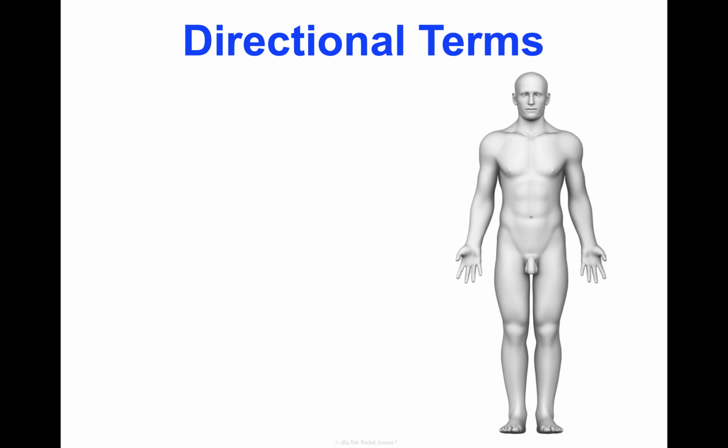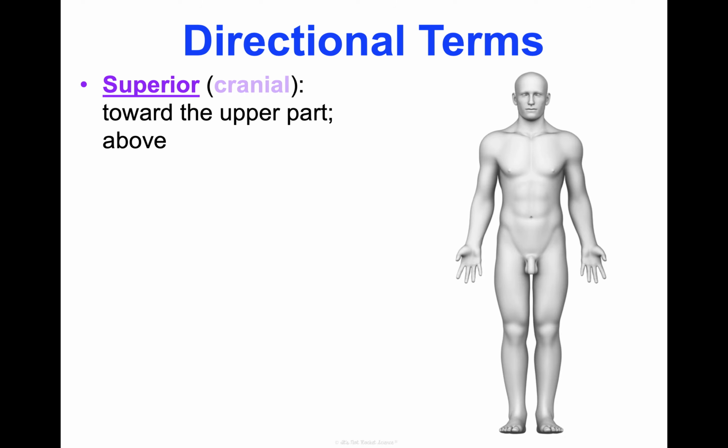So to be able to talk about where different things are located, we have to be able to use directional terms. And so these are super important to know. The first is superior, which is also known as cranial. So that's the fun part about pretty much every biology-related course you'll ever be in. Everything has multiple names, so get to know those interchangeably. We're referring to toward the upper part or above. So anything above, think cranial like your cranium, so we're thinking upwards.